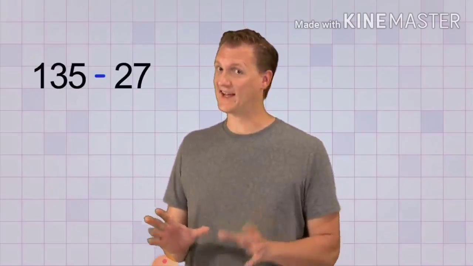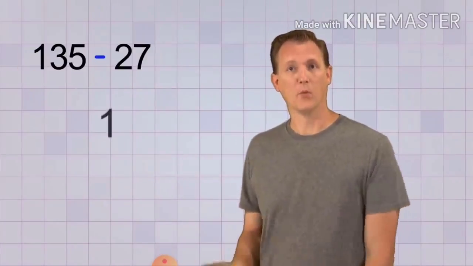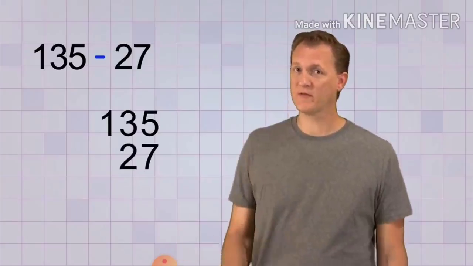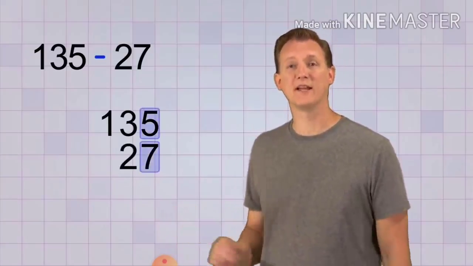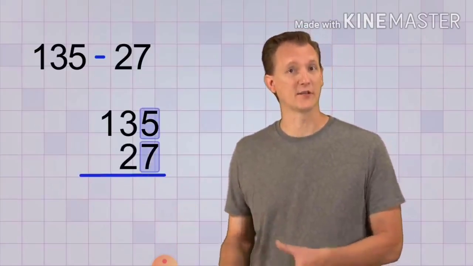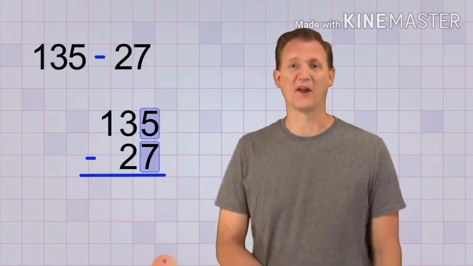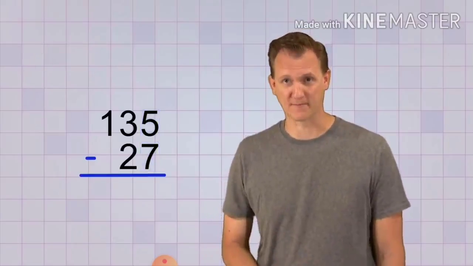Alright, let's see another example. 135 minus 27. Aha! This is where multi-digit subtraction can get a little tricky. Let's rewrite our problem. 135 on top, 27 below it, with the ones places lined up neatly, and our answer line and subtraction symbol in place. There. Now we can start subtracting.